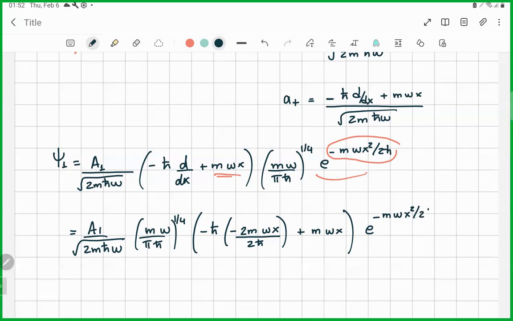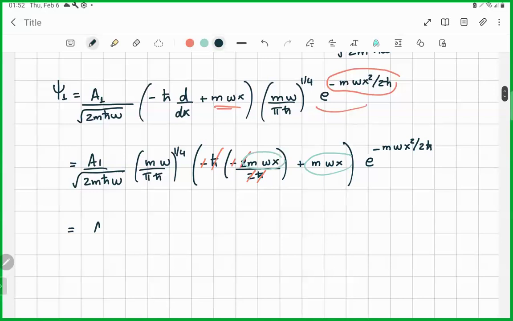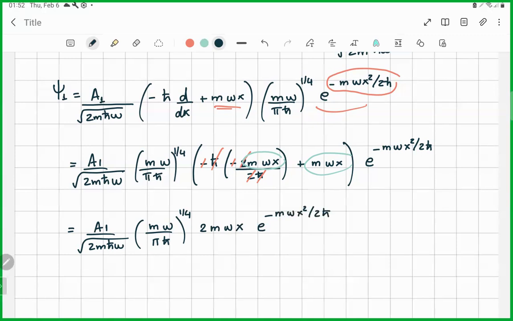Okay, so do it yourself to be sure that you follow everything. Now let's see what we can simplify in this story. Well, this minus sign becomes plus. This h bar disappears. These two disappear. And you see that we ended up with a term that is just like that. And so we simplified things a lot. So 2m h bar omega, m omega over pi h bar to the 1/4, and what we got from that, 2m omega x, and that exponential with x squared. All right, that's where we arrived.